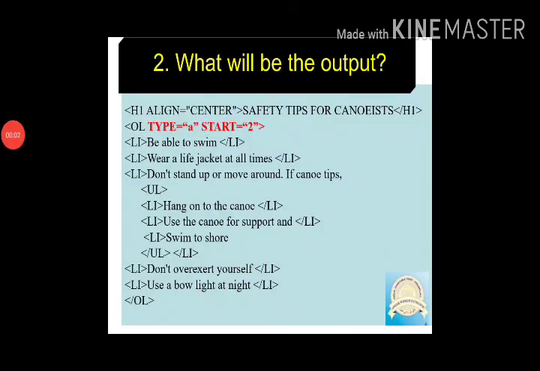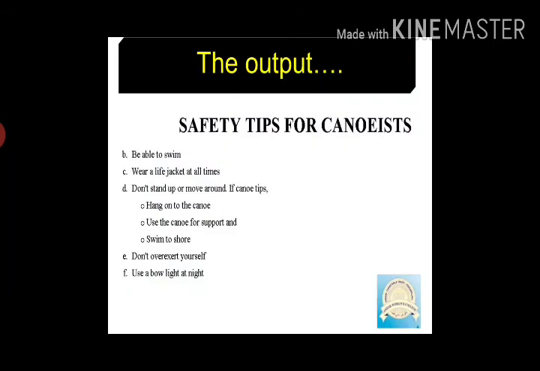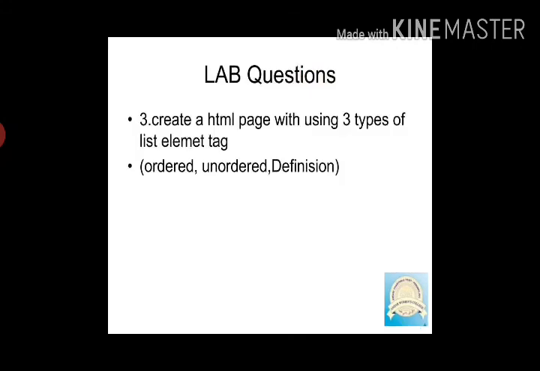This is our second lab question. Predict the output for the following code. The output is shown like this. The lab question number 3. Create an HTML page using 3 types of list elements: ordered, unordered, definition list.